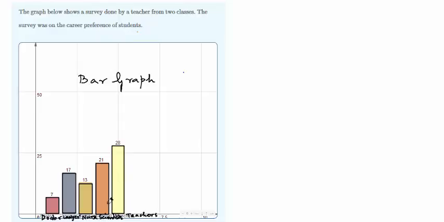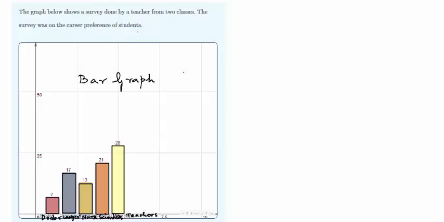Notice that the bars in this case are vertical as opposed to horizontal bars in the previous example. And then obviously you can look at these numbers and answer simple questions like how many people want to be nurse, 13, how many people want to be doctors, 7, and so on. If you want to find the total number of people who were surveyed, you just need to add these numbers up. So 7 plus 17 is 24, 24 plus 13 is 37, plus 21 is 58, plus 28 is 86. So we could conclude that there were 86 students from the 2 classes combined who were surveyed by the teacher.